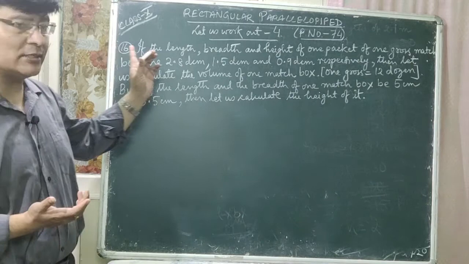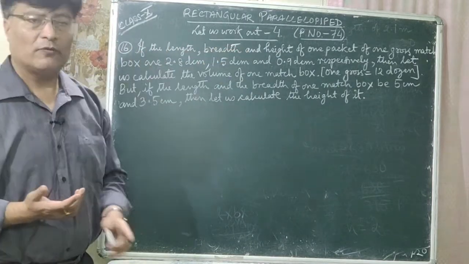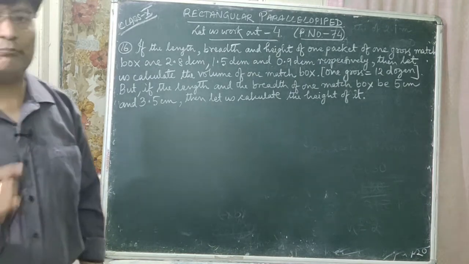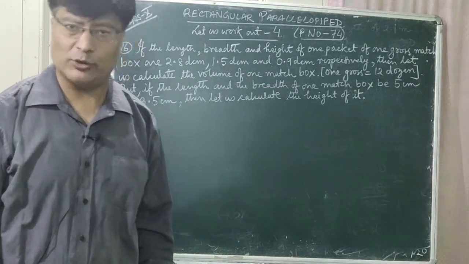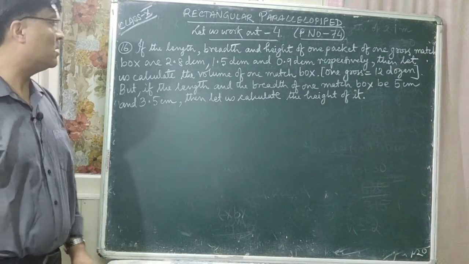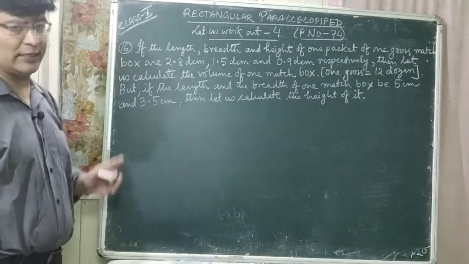Okay, same exercise. Let us work out for page number 74 from the book Ganit Prakash for class 10 by West Bengal Board of Secondary Education. And in the last class we did question number 15. Now we will do question number 16.